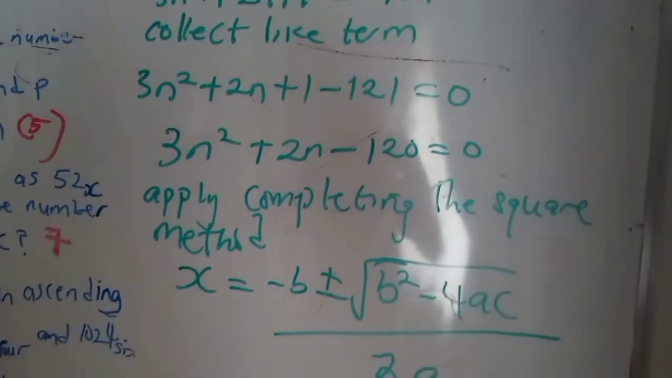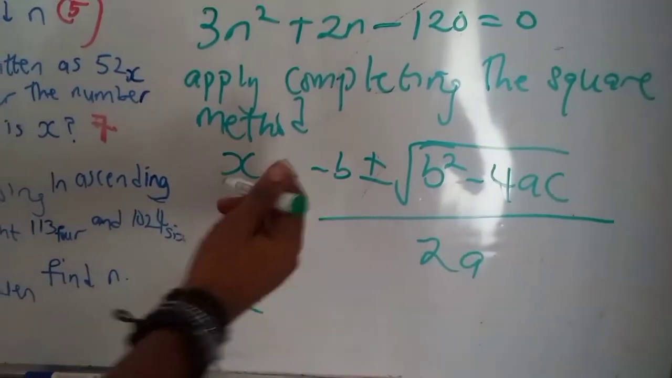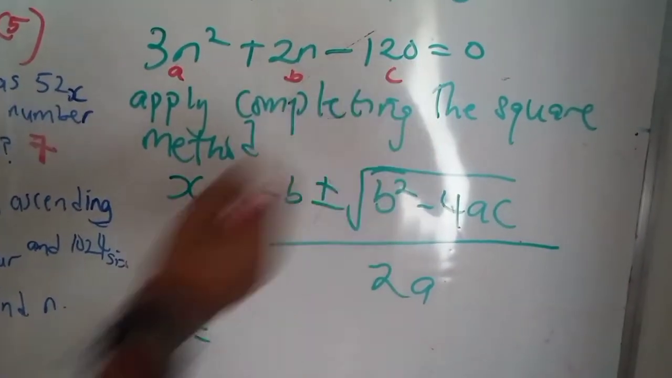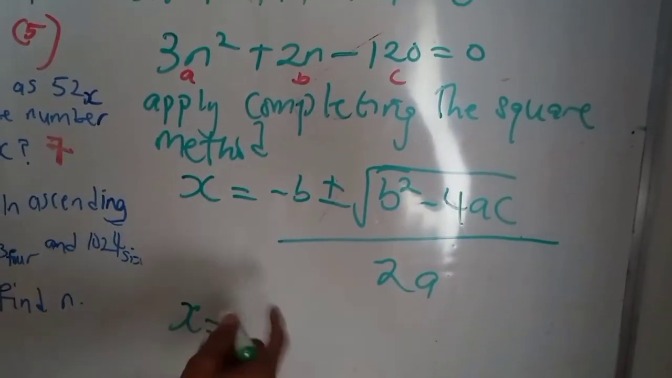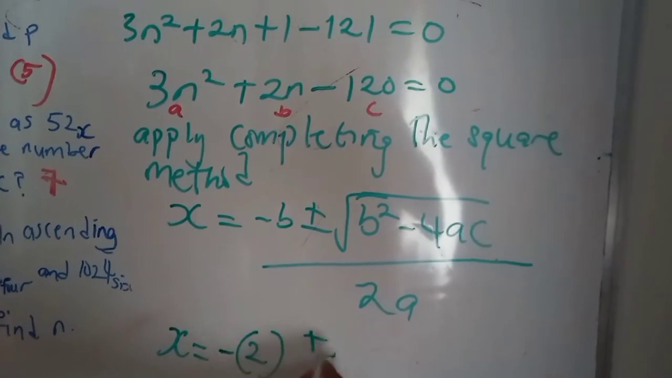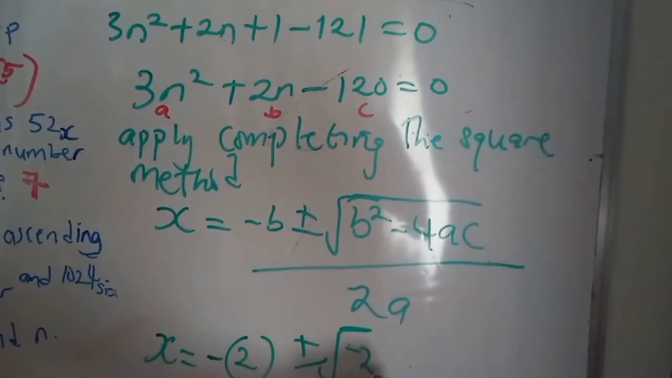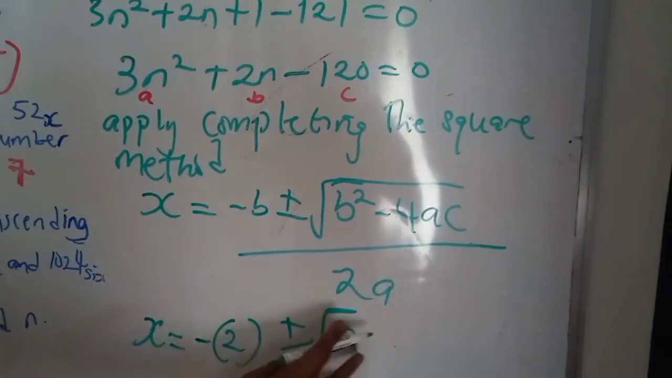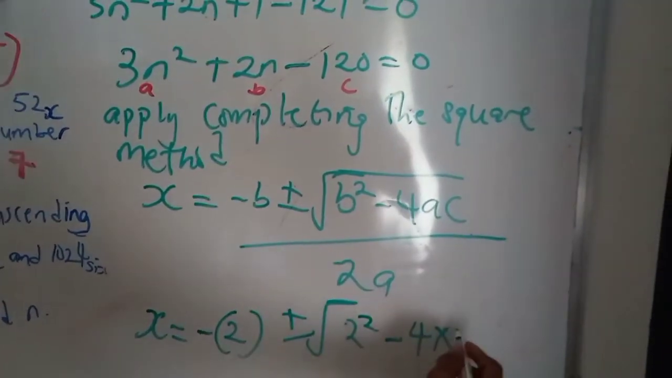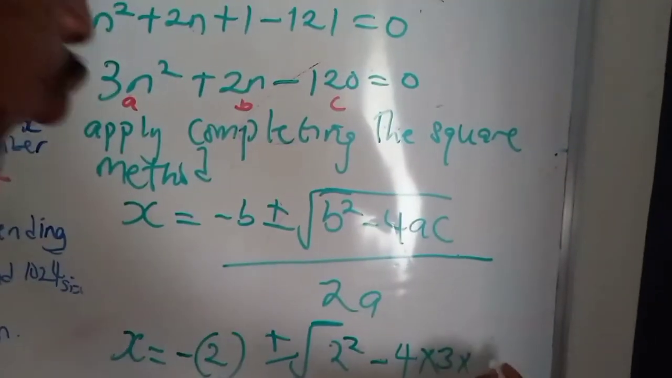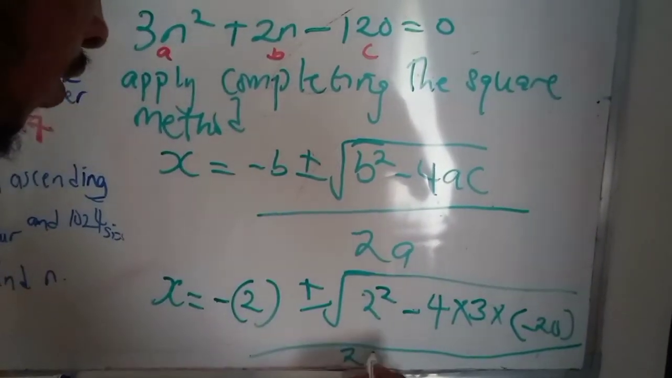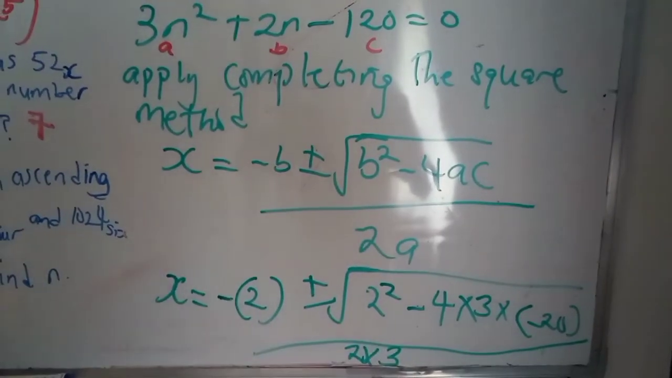So you can say that x equals, my b is what? Just name it. Here's my a, here's my b, and here's my c. So my b is 2, so minus 2, plus or minus the square root of 2 squared minus 4 times my a, which is 3, times my c, which is minus 120, over 2 times 3.